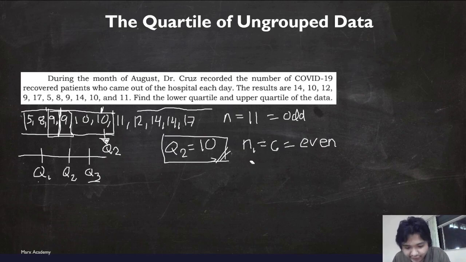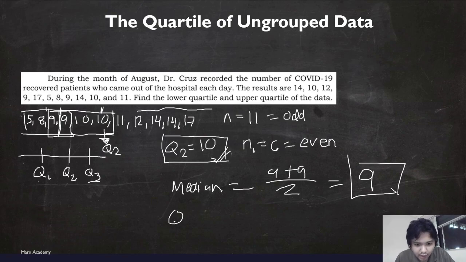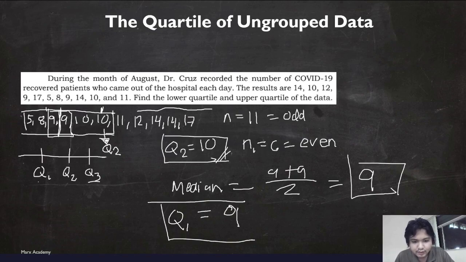To get the median for quarter 1, we're going to use the median formula. The median of an even number of data is to add both middle values and divide by 2. So 9 plus 9 over 2, which is still equal to 9. So our quarter 1 is equal to 9. This is our lower quartile.